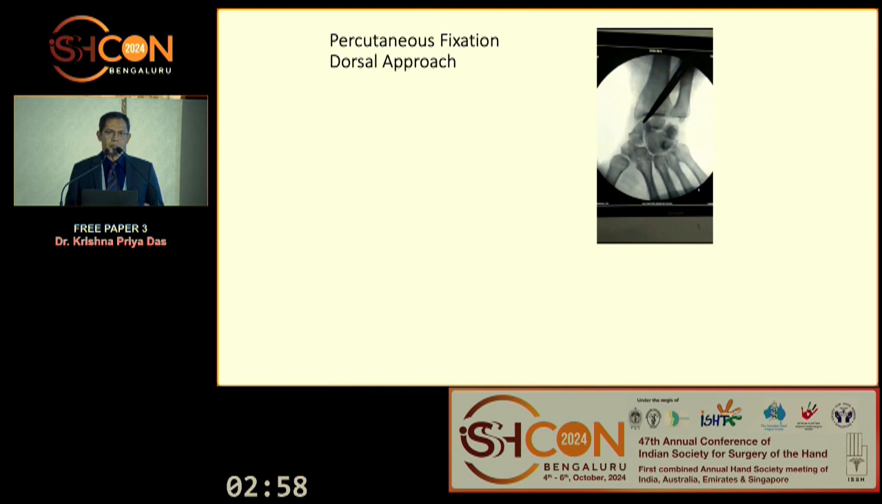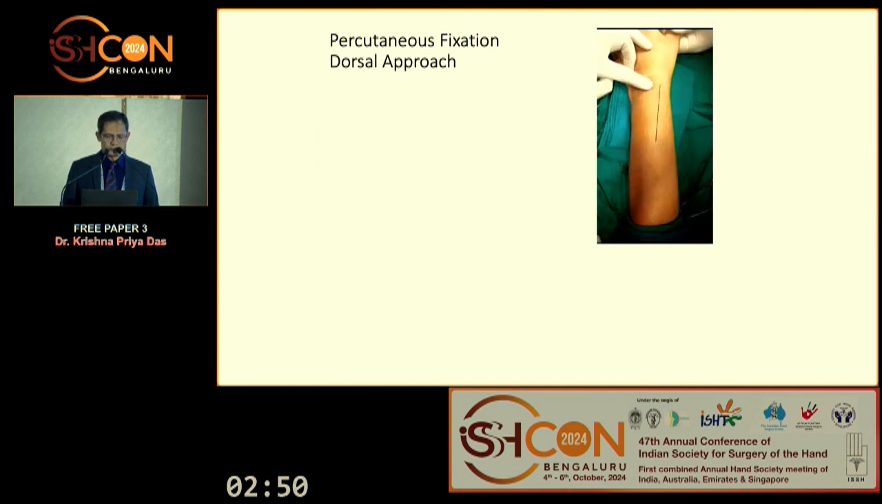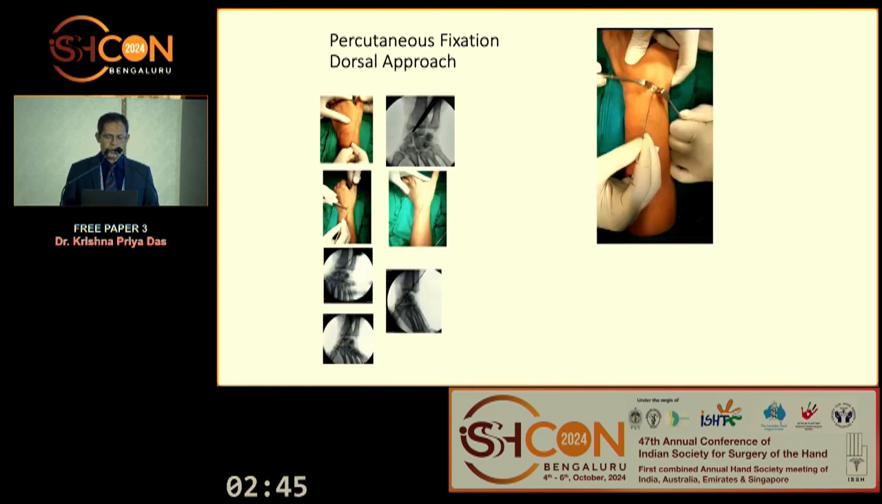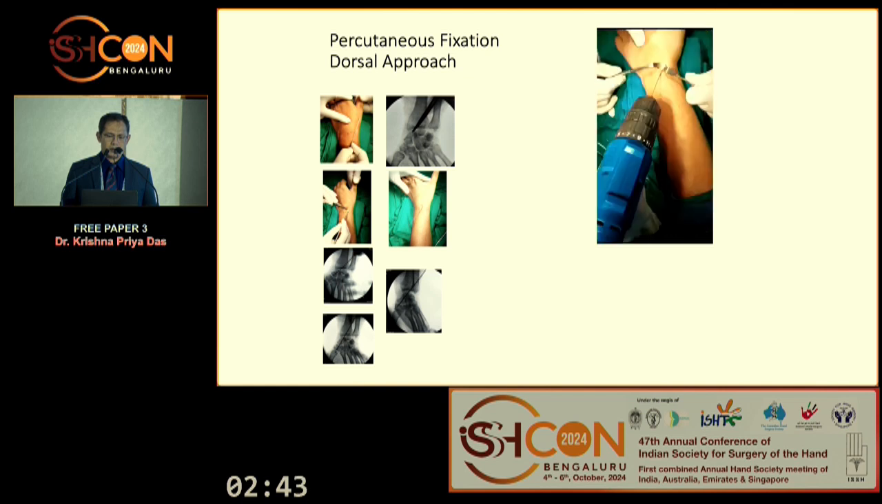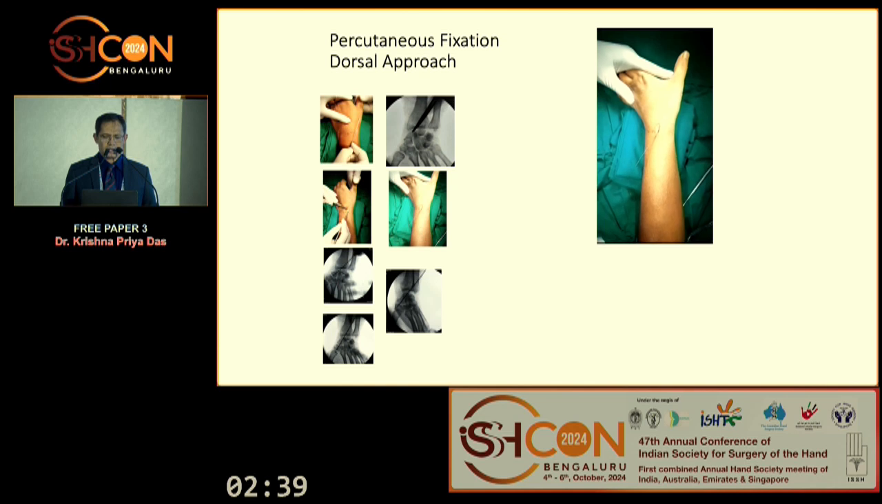If the fracture is near the proximal pole, then we go for the dorsal approach. It is the same technique. Just make an incision near the proximal pole, introduce the K-wire, then fix with the screw.